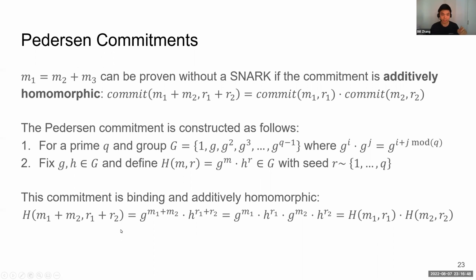And that means that in the previous example of the confidential transactions, we would not need a SNARK in order to prove that the 10 equals the 1 plus the 9. We could just hash the 10 and put it on this side, and then hash the 1 and multiply it with the hash of the 9 and be like, aha, these are equal. So that must mean that they sum up to be the same thing.